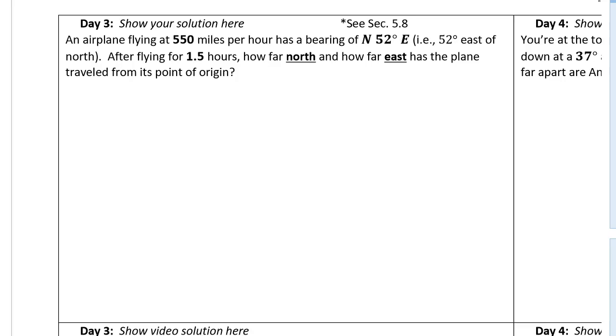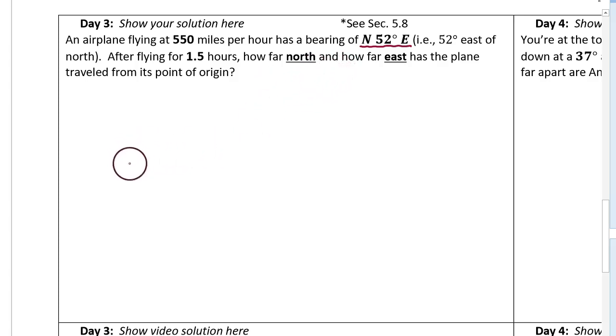Here is the solution for day 3. An airplane flying 550 miles per hour has a bearing of north 52 degrees east. The direction that this is describing is 52 degrees east of north. After flying for 1.5 hours, how far north and how far east has the plane traveled from the point of origin?